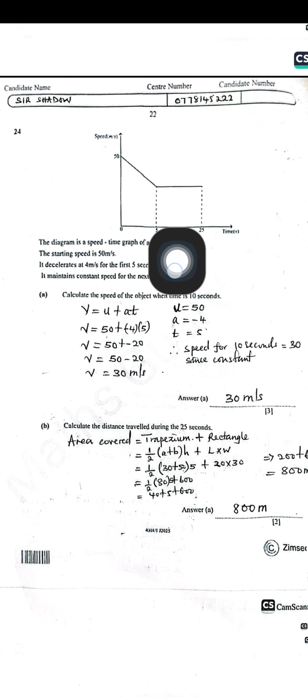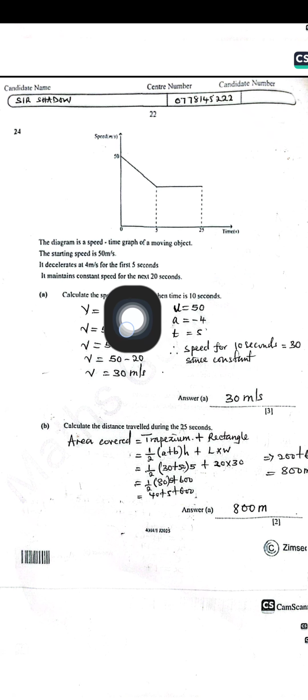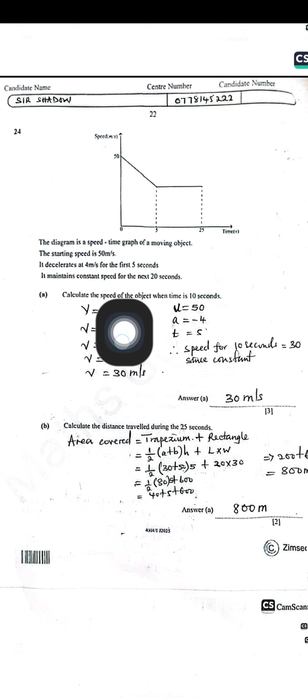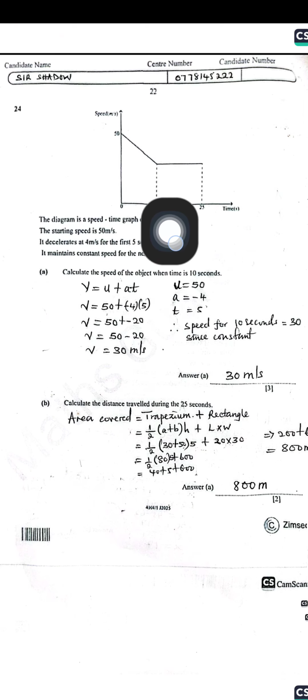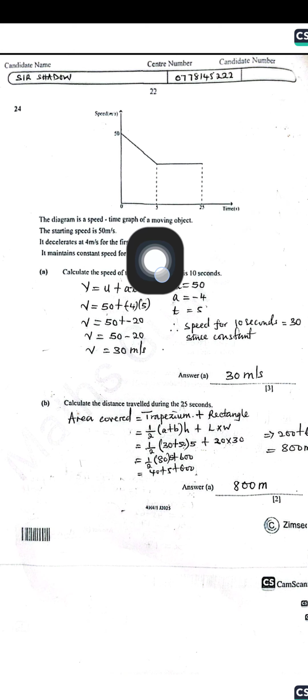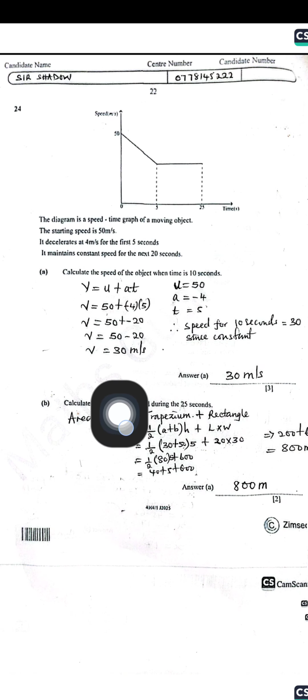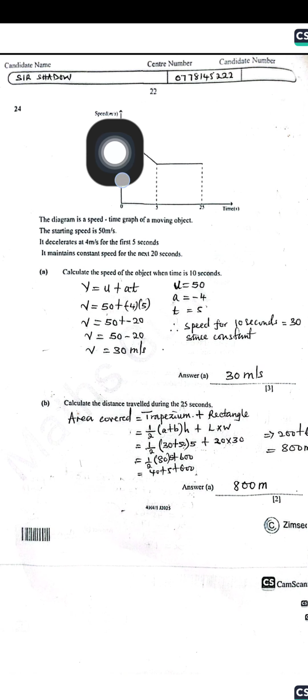Then it maintains a constant speed for the next 20 seconds. From 5 to 25, which is 25 minus 5, equals 20. Then it maintains a constant velocity, or a constant speed. So this is the diagram.